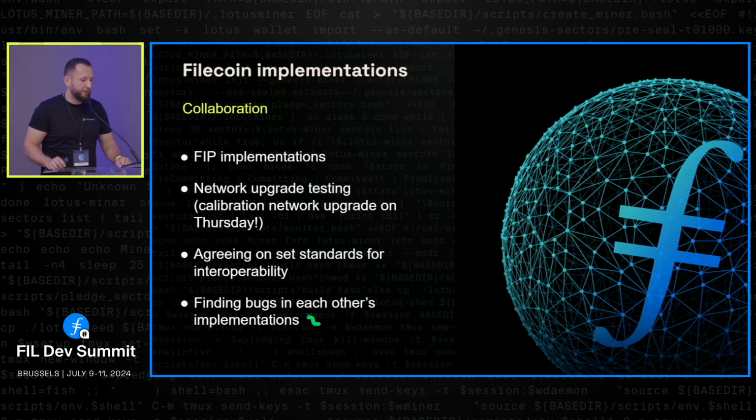We have to agree on set standards for interoperability, which is for example, this JSON RPC. It is work in progress. We are basically starting on this, and we find bugs in each other's implementations, which is very important. I feel like those monkeys scratching each other's back and finding bugs. Very important thing.